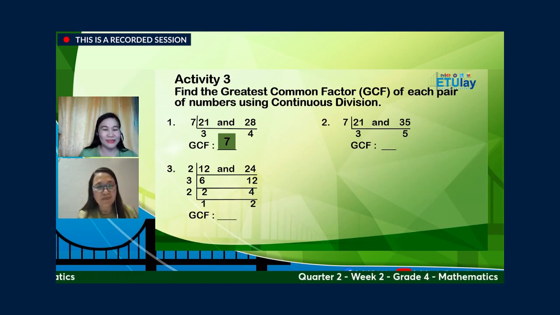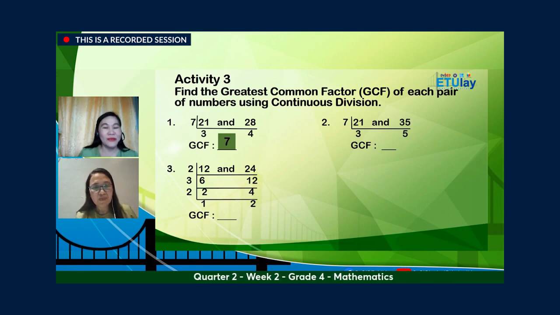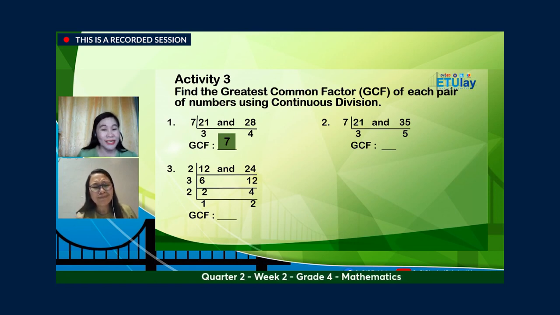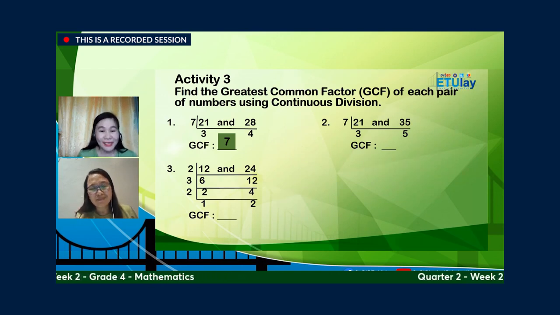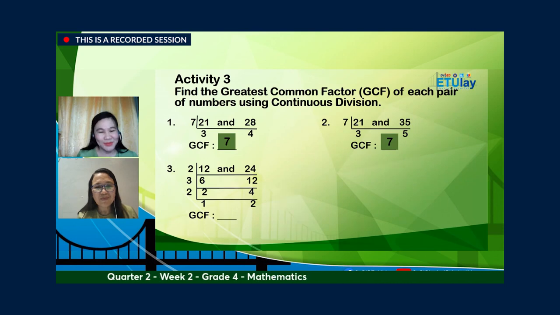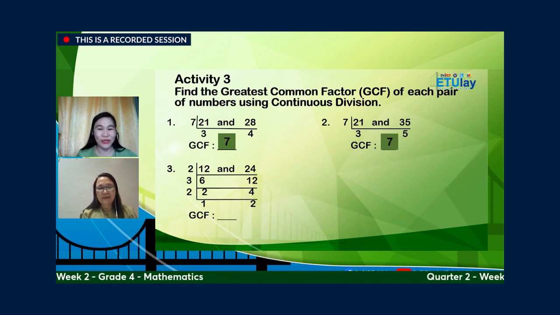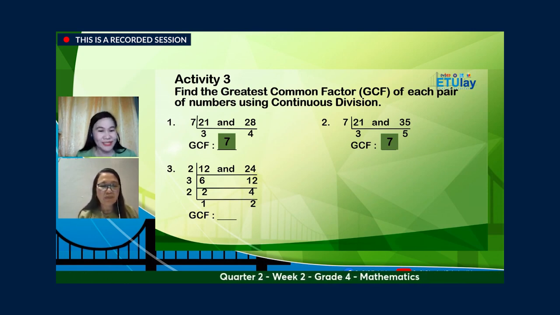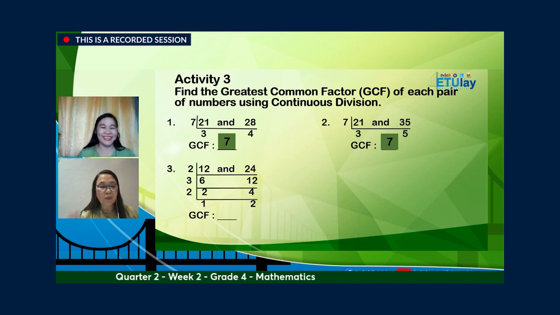So number 2 naman, we are looking for the GCF of 21 and 35. Sige nga children, ano nga ba ang GCF ng 21 and 35? Alam nyo na ba? Nakikita nyo ba yung nakikita ko rin dyan? Sa continuous division na yan? Nakikita nyo na? Kung nakita nyo at naintindihan nyo, alam kong ang magiging sagot nyo ay 7. 7 pa rin. So 21 and 35, the common factors or the greatest common factor is 7. Yan, ang gagaling.